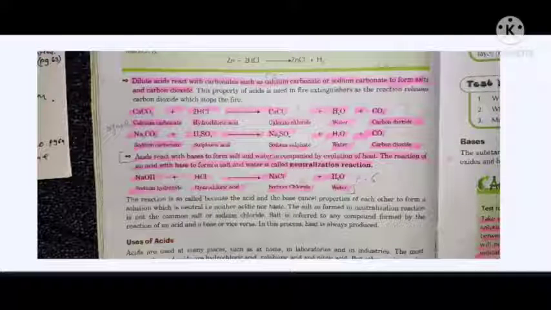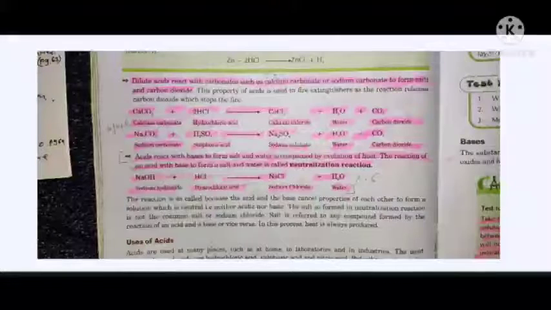Next reaction: acid reacts with base to form salt and water, accompanied by evolution of heat. The reaction of an acid with a base to form salt and water is called a neutralization reaction.